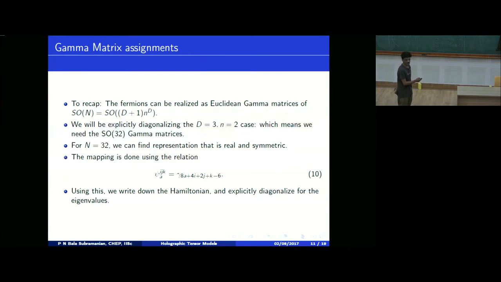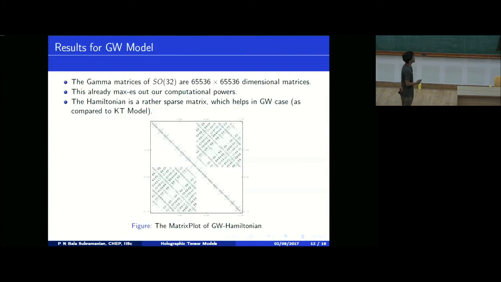Using this, we can explicitly do the contractions which were there in the Hamiltonian, which means there will be a sum of products of 4 gammas, and we can write down the full Hamiltonian as a matrix form. The SO(32) gamma matrices are 65,536 square matrices, and this already was maxing out the computational power that was available to us. From various comments that we have found, these or slightly bigger than these are the matrices that are maximally diagonalizable in computation.